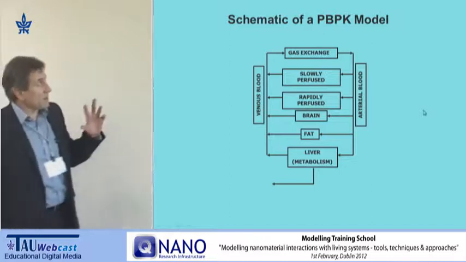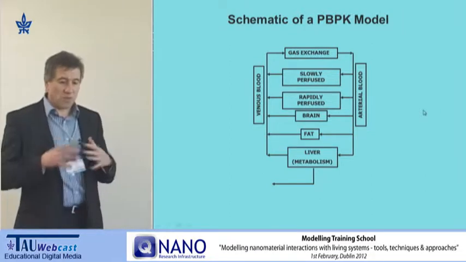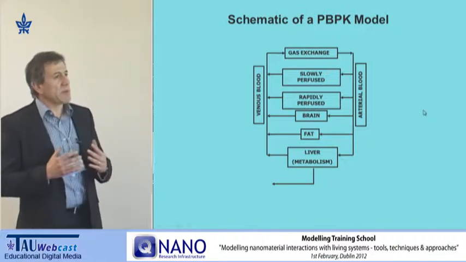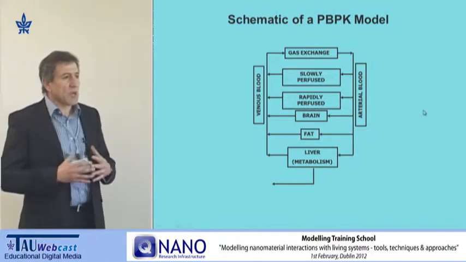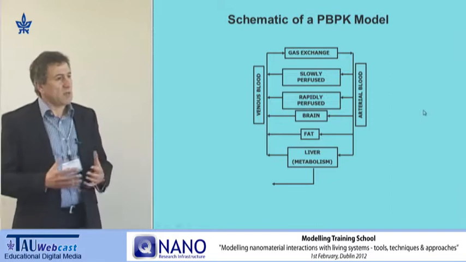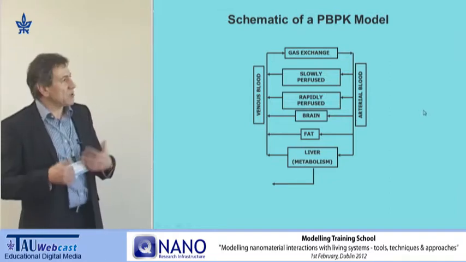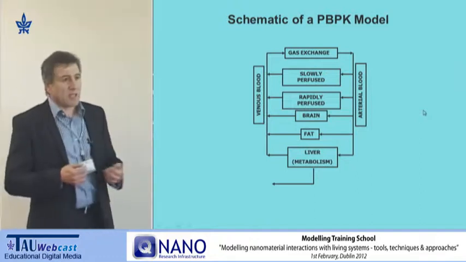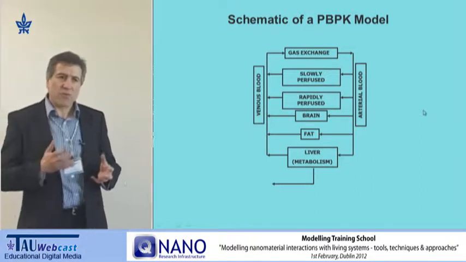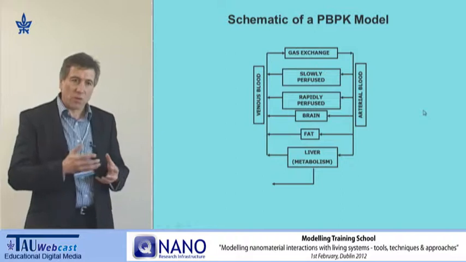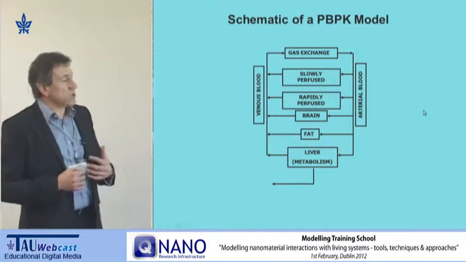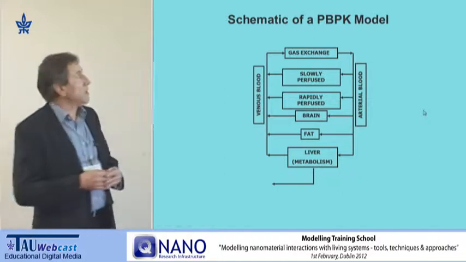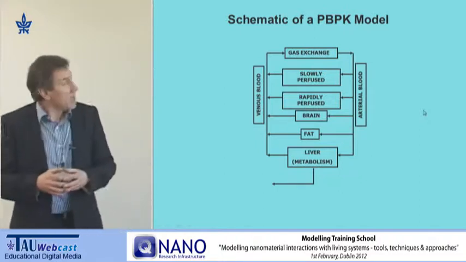So there are the slowly and rapidly perfused compartments, and we usually start with those, and these are aggregated compartments. The rapidly perfused compartment contains all the viscera: the gastrointestinal tract, the spleen, the pancreas, the kidney. These are all rapidly perfused in terms of their blood flow. The slowly perfused tissues are bone and cartilage, muscle, fat.